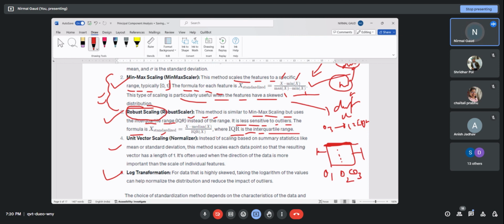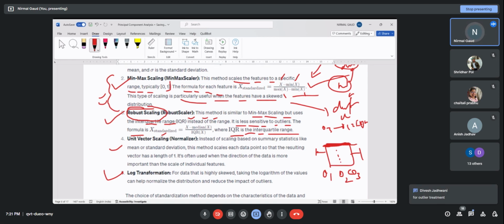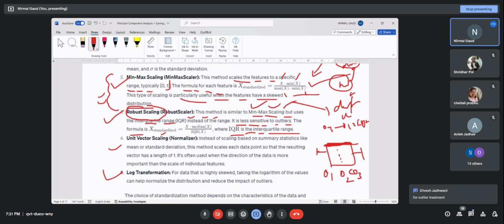So if you are having outliers in the data, you are applying robust scaling, the robust scaler. Outlier or not, what do you think? Whether you are having outliers in the data, then you are applying robust scaler. It is less sensitive to outliers, meaning outliers are not going to have an impact on your scaling technique. So obviously when you are having outliers in your data, and this scaling technique will make it less sensitive, you are going to apply the robust scaling technique.